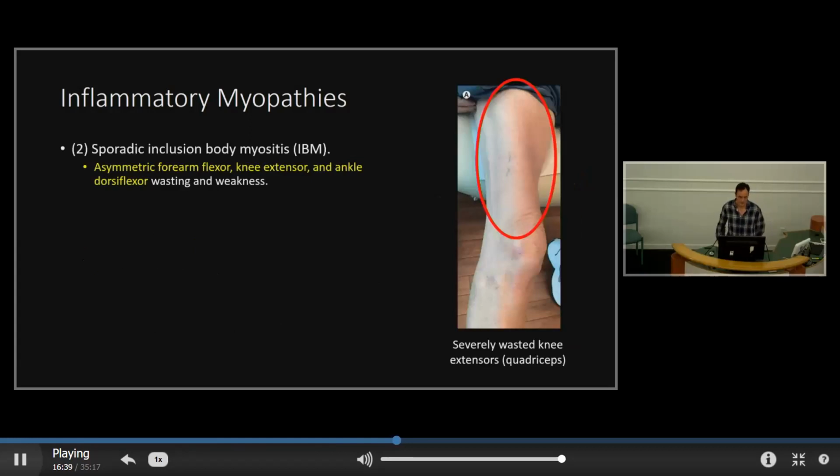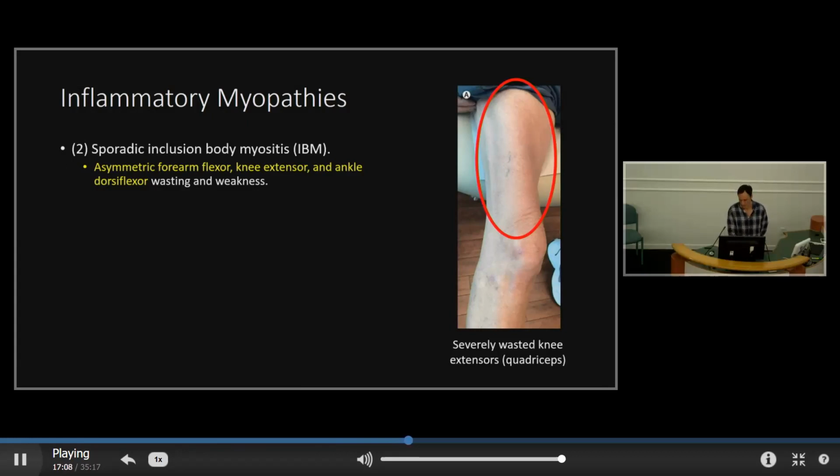This is a very interesting myopathy called sporadic inclusion body myositis, or IBM. And this is a little different from dermatomyositis because it usually presents asymmetrically, and it targets certain muscles quite a lot, particularly the forearm flexors, the ones that flex the wrist and fingers, and the knee extensors. And very frequently, the ankle dorsiflexors are affected. Even though they're a distal muscle, it affects those quite a bit too. So you'll get wasting and weakness.